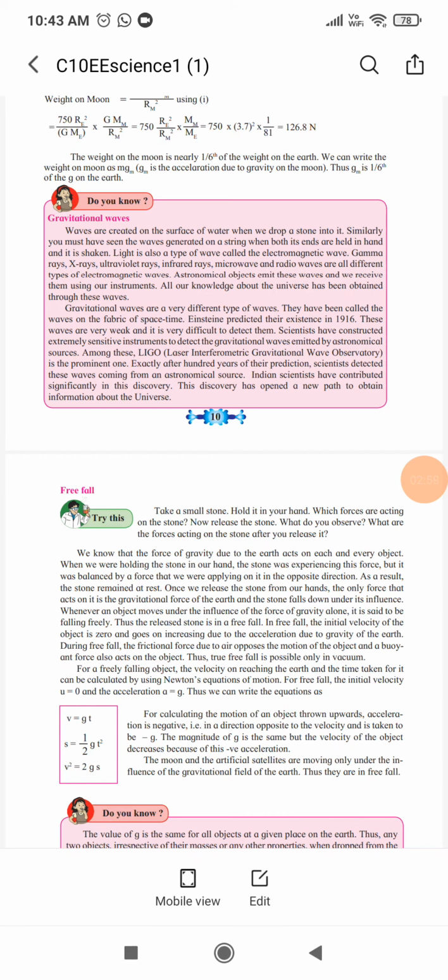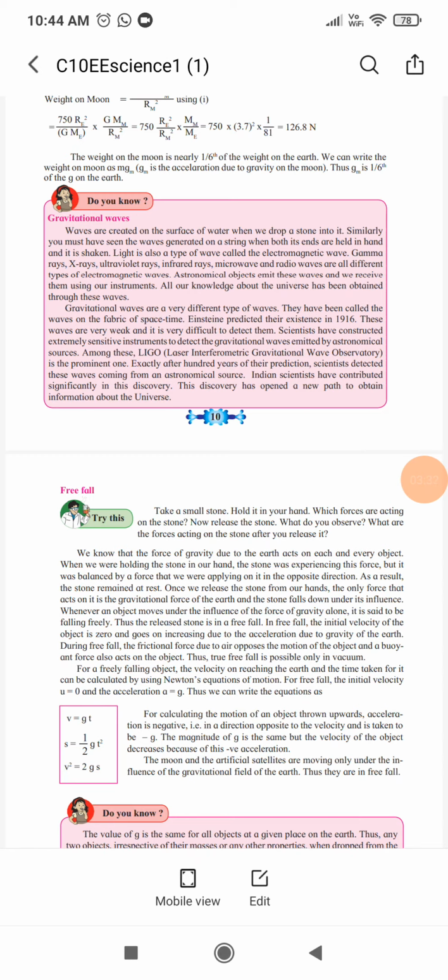of the object is 0. Here the initial velocity of the object is totally 0, and when you release it, the velocity keeps increasing more and more. But during free fall, you will observe a certain buoyant force, a floating type of force. So free fall is possible only in a vacuum. In vacuum conditions, free fall is possible.